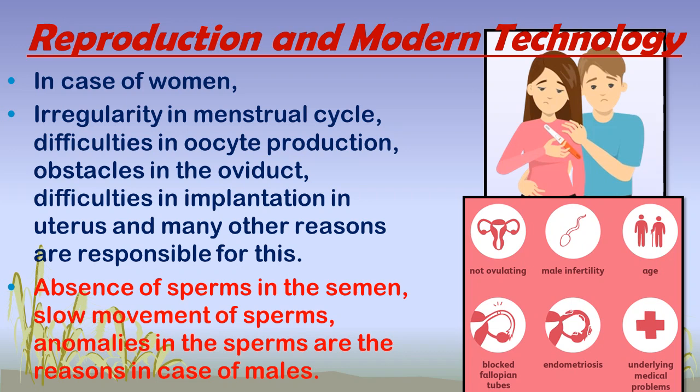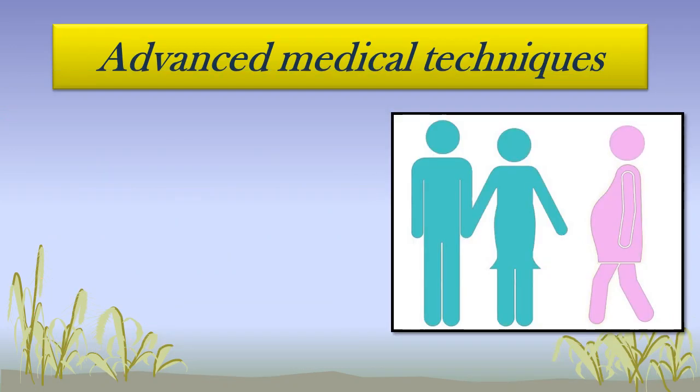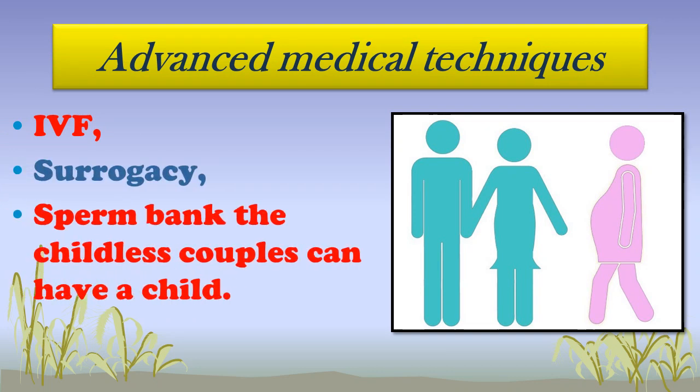Now student, in case of a female, if the oviduct or fallopian tubes are blocked, there is no way for the egg to become fertilized by the sperm. So these are all the reasons couples are not having children. Okay, now student, advanced medical techniques are there, like IVF. IVF means in vitro fertilization, next is surrogacy, and third is a sperm bank. Okay, so these are all the techniques by which childless couples can have a child. So let's understand each one by one.